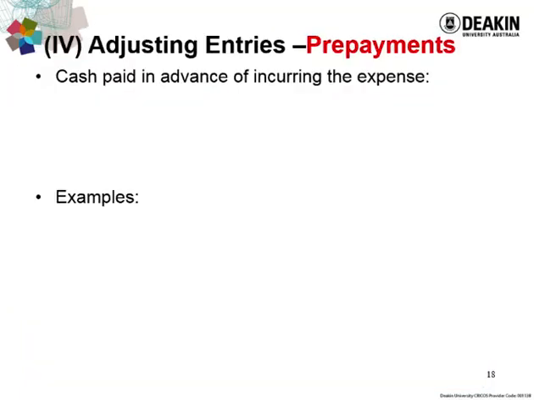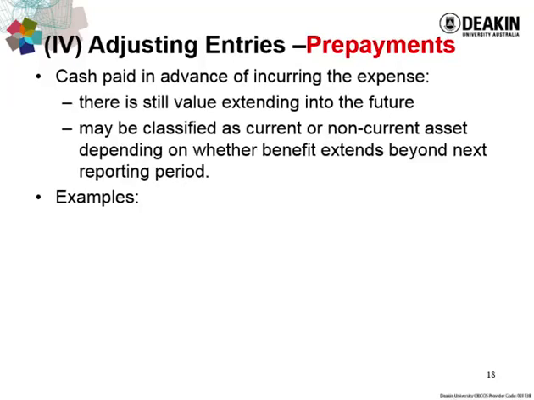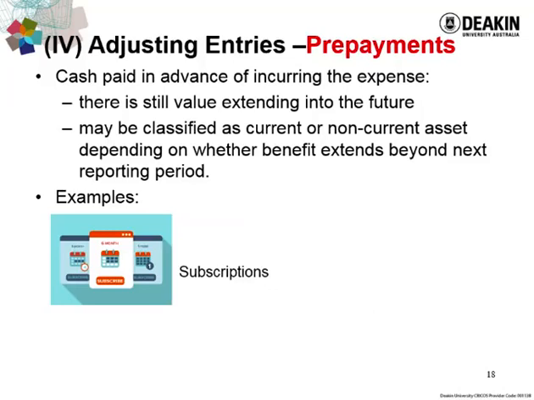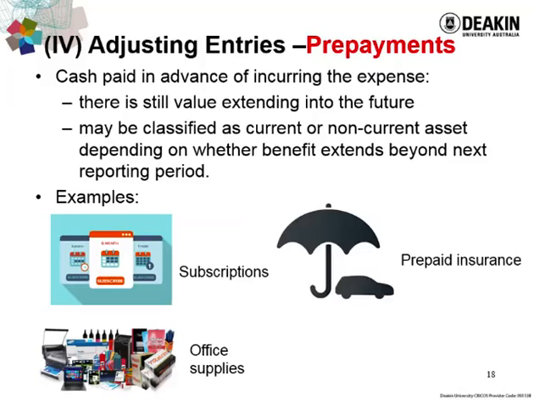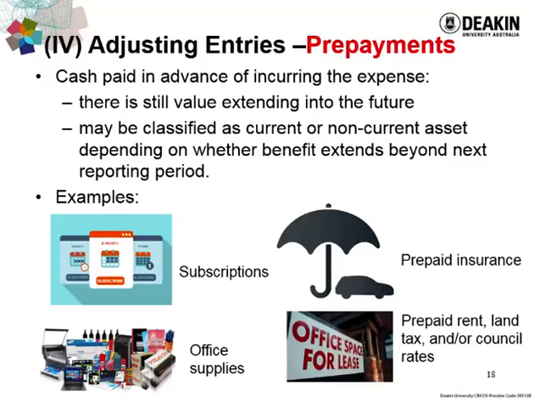Finally, let's have a look at prepaid expenses. Prepaid expenses are expenses that are paid for before they are used. Because you are entitled to use the service or to generate future economic benefits in the future, the prepayment is an asset. Prepayment can be current or non-current depending on how long you have paid for. So examples include subscriptions from the customer's point of view, office supplies such as toner cartridges, prepaid insurance, and prepaid rent.